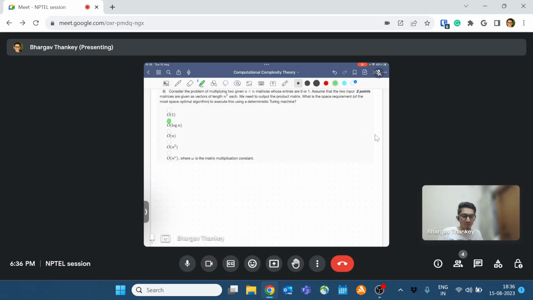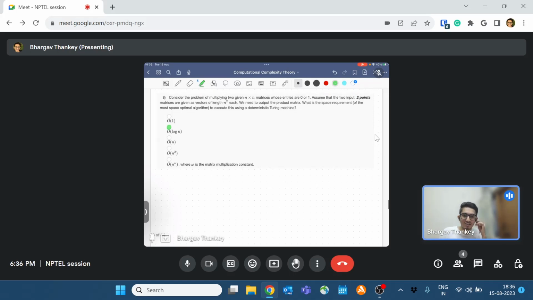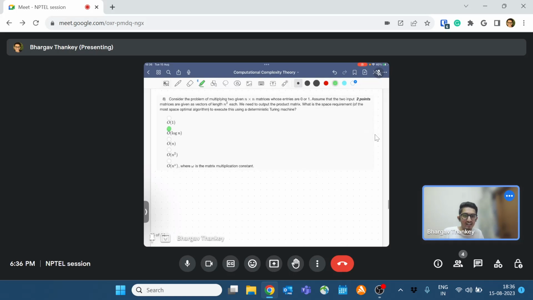So there is one more thing. Why can we store the sum in space order log n? That is important.